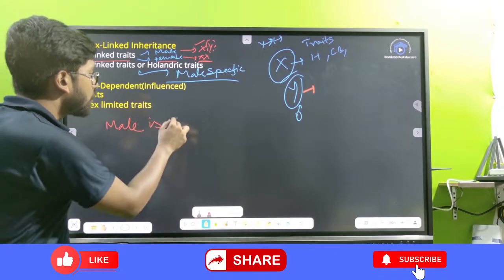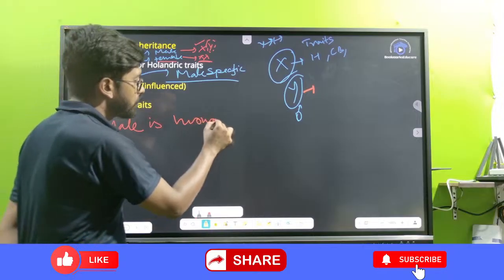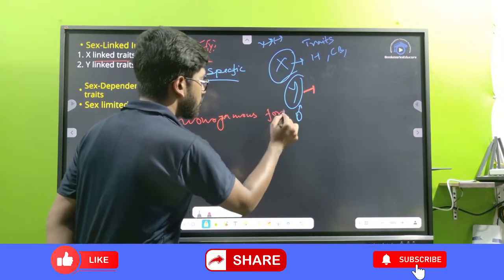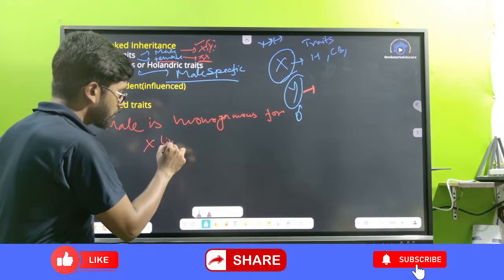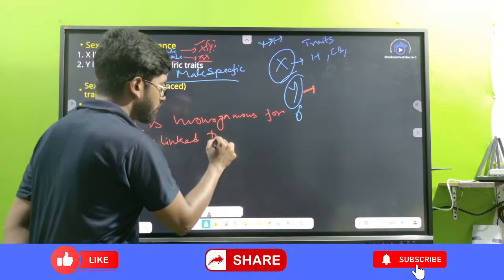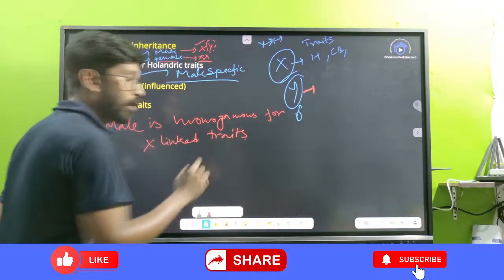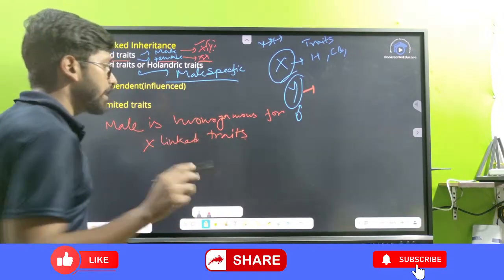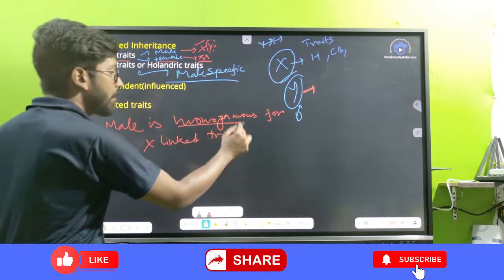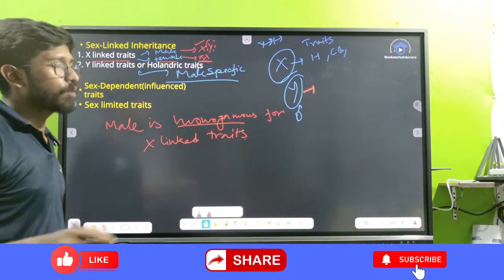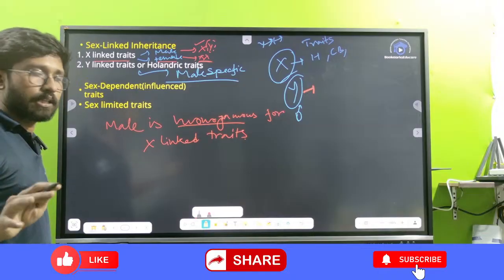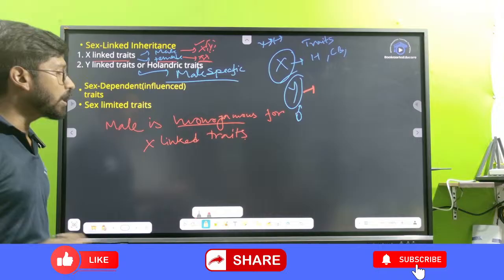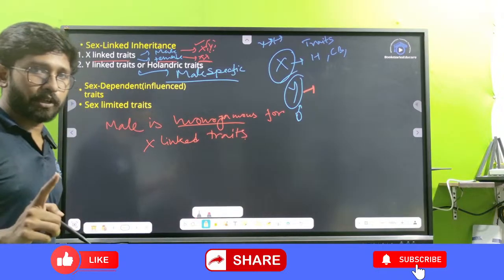So for this X-linked, female and male, I am writing this, you guys note it down. Male is monogamous for X-linked traits. Okay, males are hemizygous, monogamous for X-linked traits, meaning they only have one gamete or one chromosome, whatever you call it, one gene, one chromosome hypothesis. They only have one copy of it.